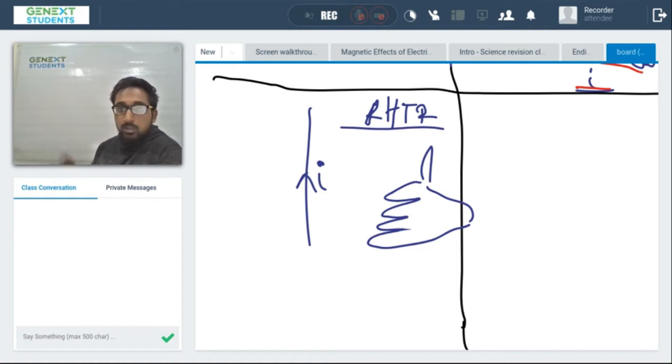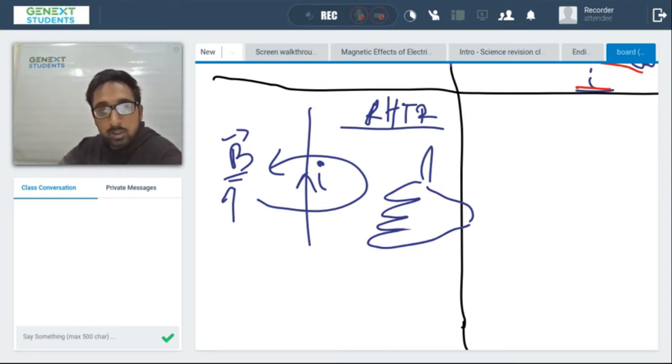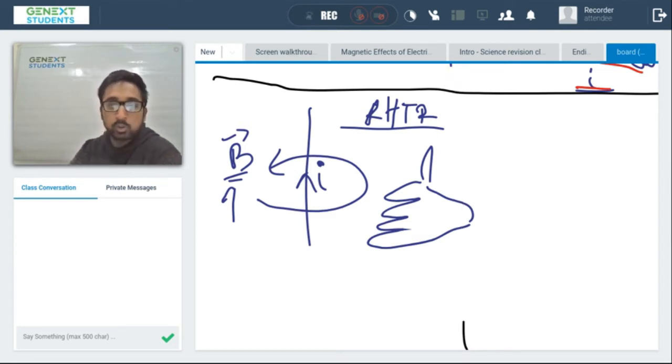This is a different rule, right? Take your right hand and hold the current carrying conductor like this. Let your thumb point in the direction of current and curl your fingers. Once you curl your fingers, that curling motion will give you the direction of the magnetic field. So this is the magnetic field, in the circular direction. All right. Okay, so also, let's see one more thing.